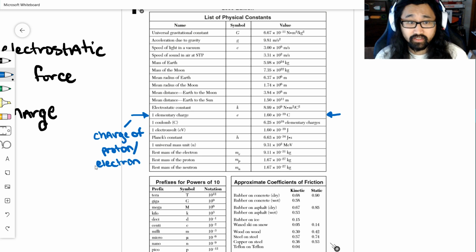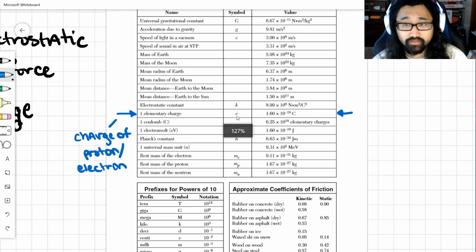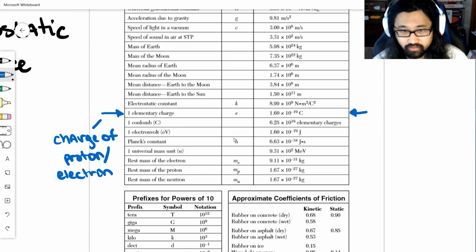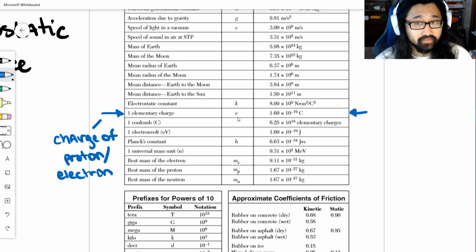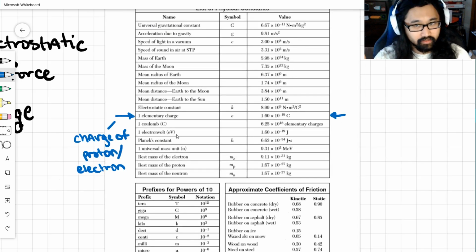Last year we just said proton was +1, electron was -1. Technically that's true, because last year we talked about it in terms of e. So the charge of one electron is -1e. It's negative this much charge. The charge of one proton is +1e. It's positive this much charge. Now we'll do some conversions with this. You see elementary charges, and you see electron volts down here. We'll talk about that in the very near future.